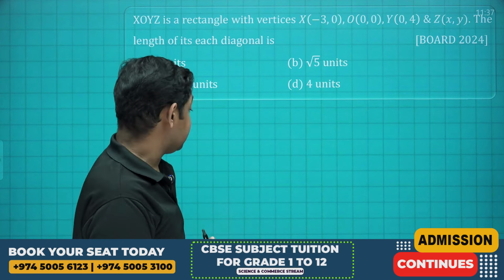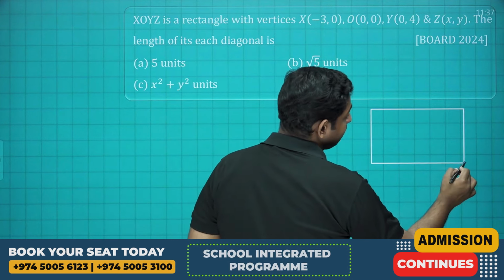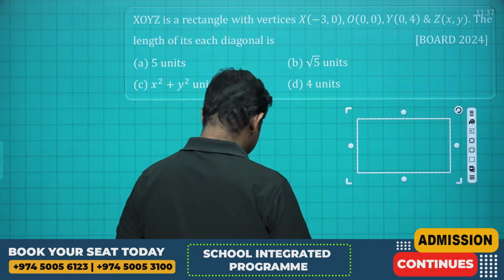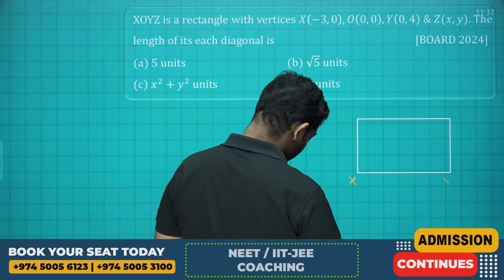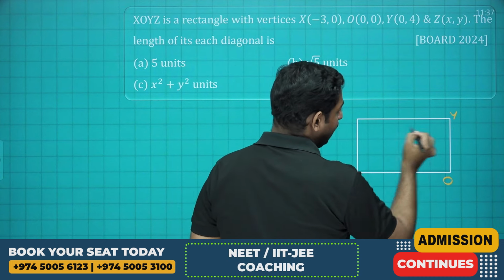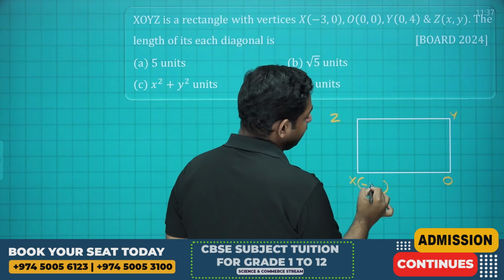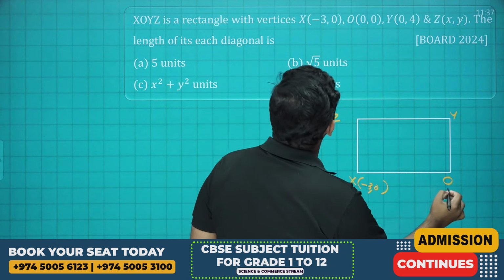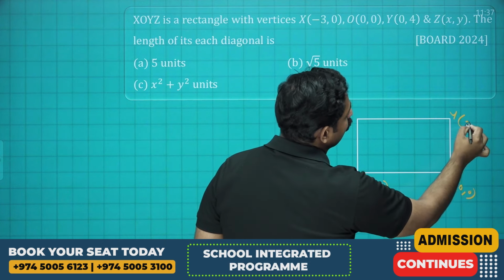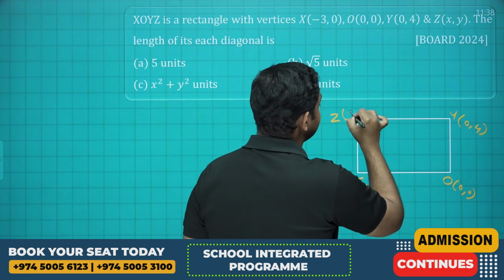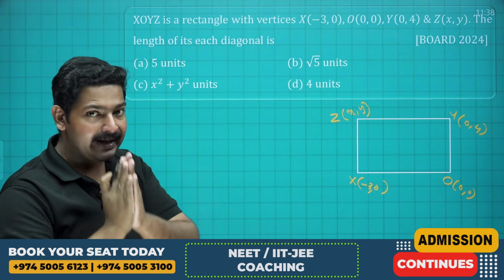Okay, so it's a rectangle given, so we can just draw a rough figure of a rectangle. So suppose this is a rectangle, okay, and I am marking the coordinates. Suppose this is X, then O, Y, Z. Okay, and the values are given. What is X? The coordinate of X is minus 3 comma 0 and the coordinate of O is 0 comma 0 and the coordinate of Y is given, it is 0 comma 4 and the coordinate of Z is given, it is x comma y. Okay, we need to get the length of the diagonal.